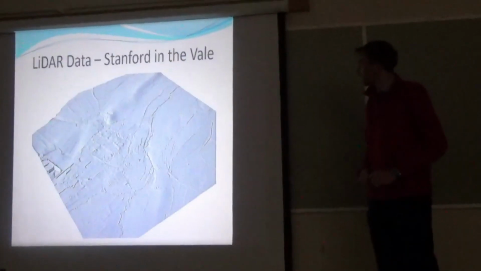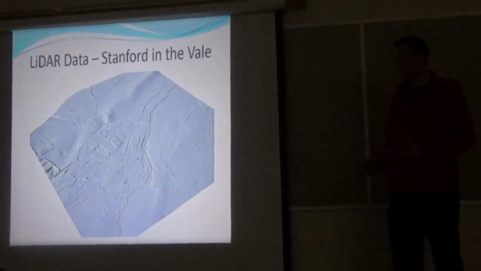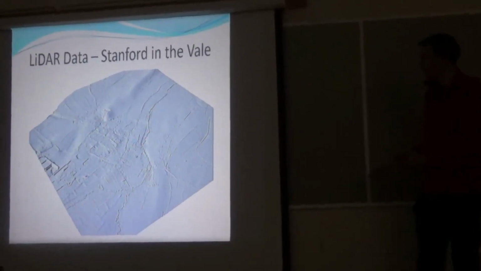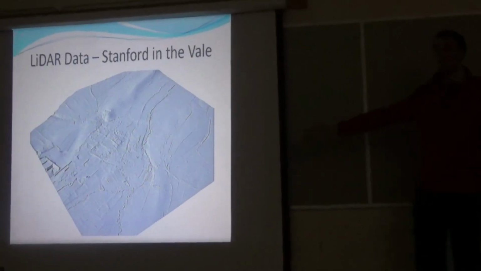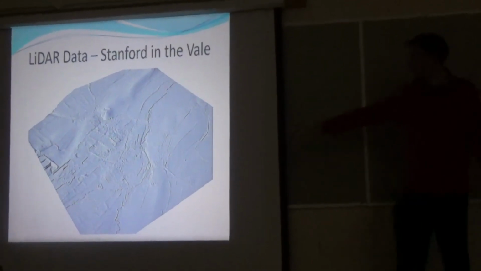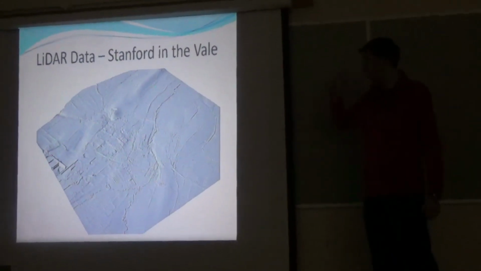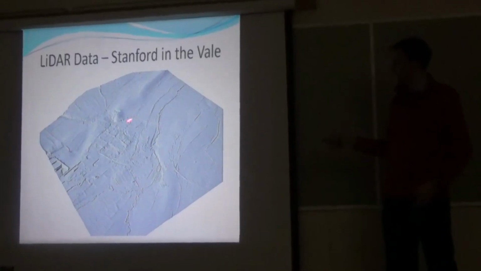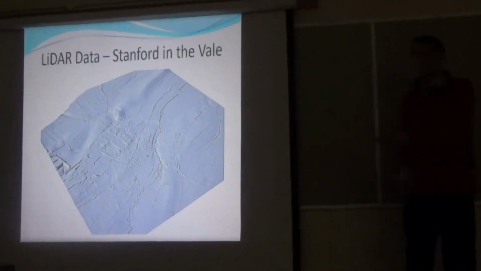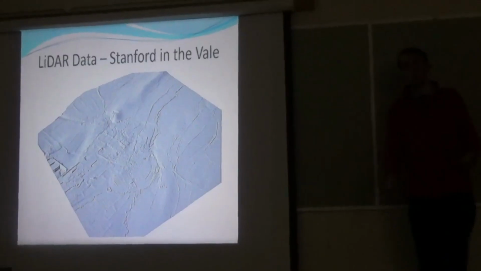LiDAR data, so this is also Stamford Vale. This is a LiDAR image. This is taken by airborne scanner. It's the Environment Agency data. Now, in the middle of here, you should have a village, but there isn't one. So this is why LiDAR data is quite good.